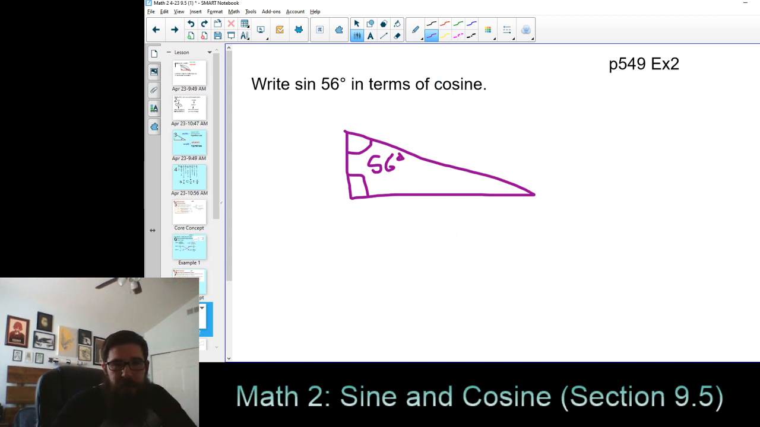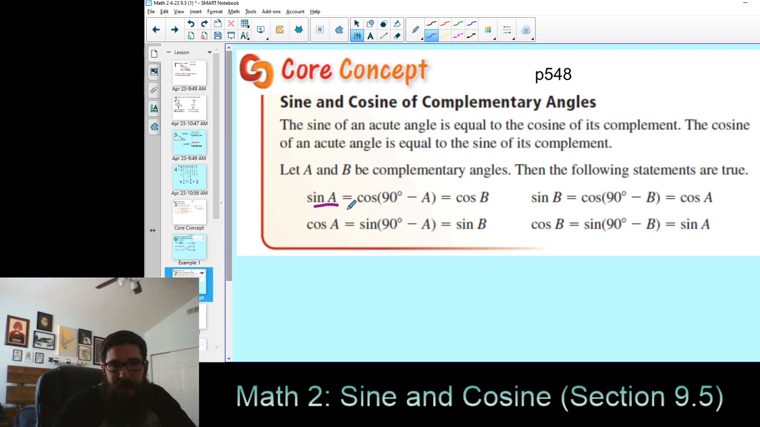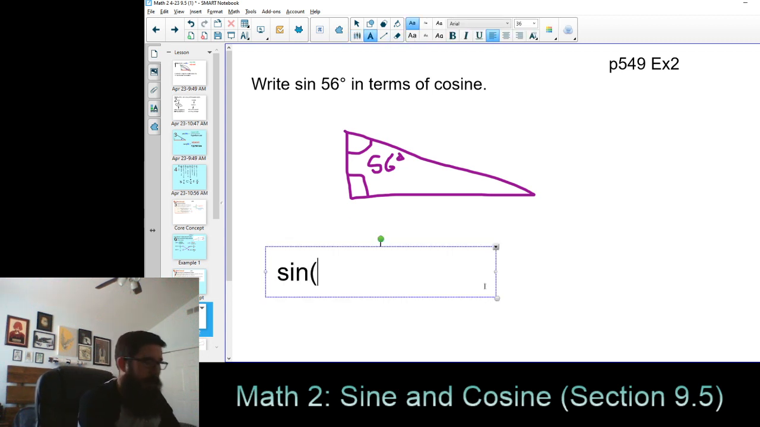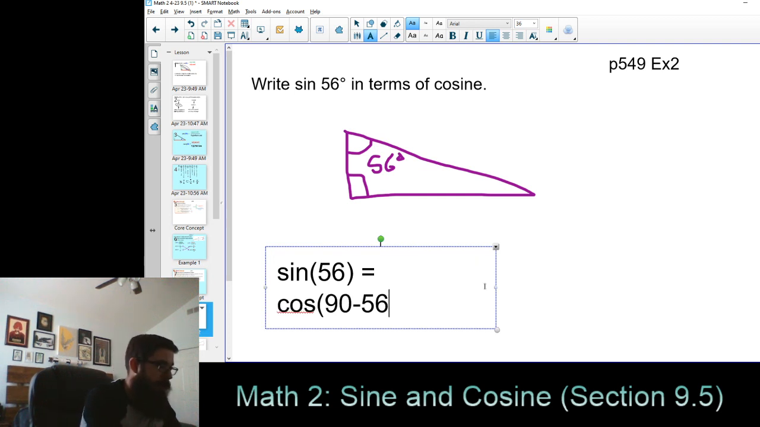Well, if we go back to this piece right here, it's saying that sine of an angle is equal to cosine of 90 minus that same angle. And it wants me to write sine of that angle in terms of cosine, meaning I can now take this. I can do sine of 56 is going to equal cosine of, and what we just saw in that previous slide was 90 minus the current angle.